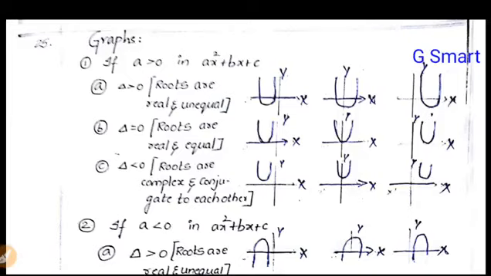If delta is less than 0, roots are complex and conjugate to each other, so the curve is not intersecting the x-axis, so there are no real roots. In these three figures, the curve is not intersecting the x-axis, so there are no real roots, because our equation is in x terms. So the parabola must intersect the x-axis, then only we will get the roots, otherwise we will not get the roots.